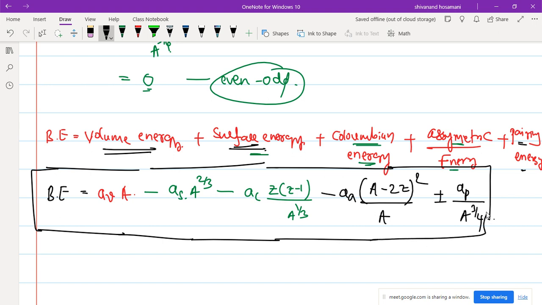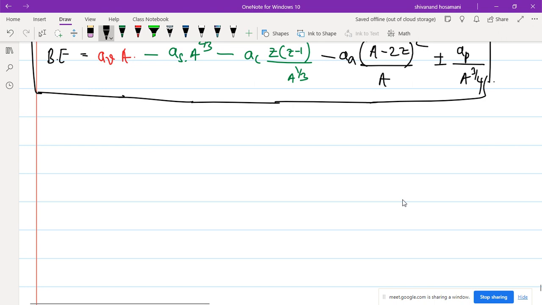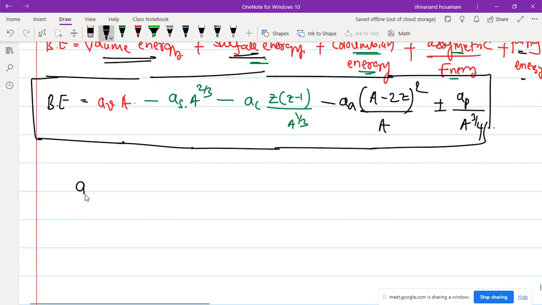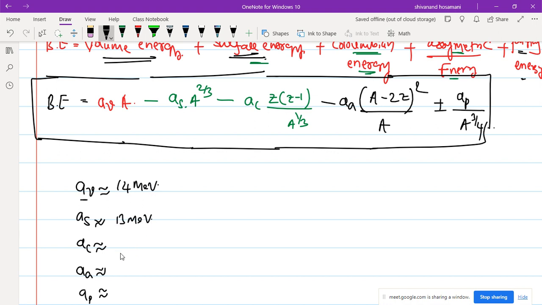Is this clear? Here I have written the constants. AV is the constant for volume energy, AS is for surface energy, AC is for Coulomb energy, AA for asymmetric energy, and AP for parity energy. So these energies will be almost nearly equal to these values: that is 14 mega electron volt, then this is 13 mega electron volt, and this will be 0.6 mega electron volt. These are the ranges of those constants. That is 19 mega electron volt, and that is 34 mega electron volt. So these are the constants for all those.